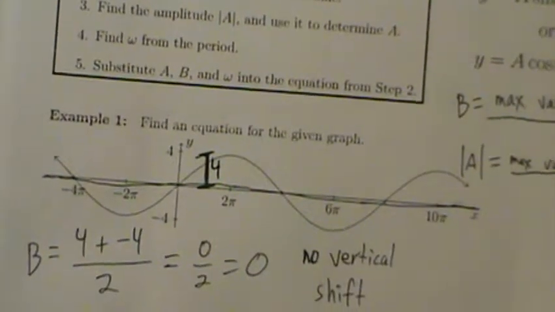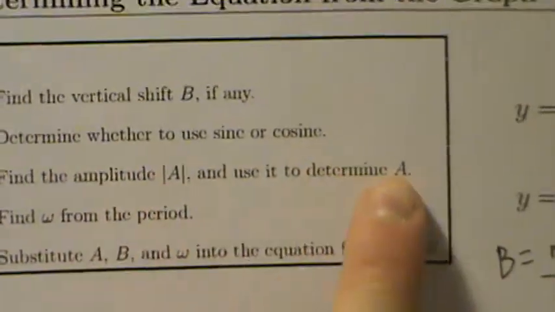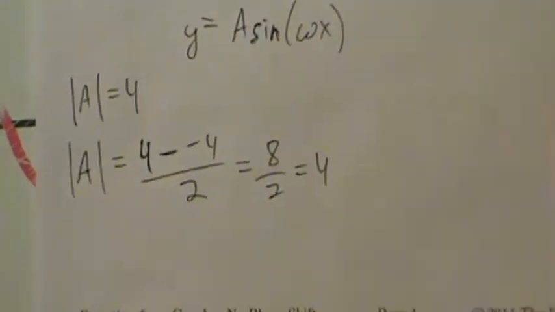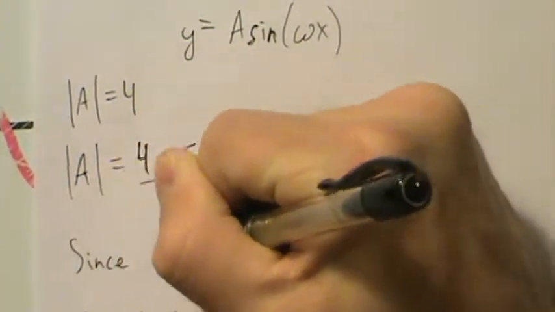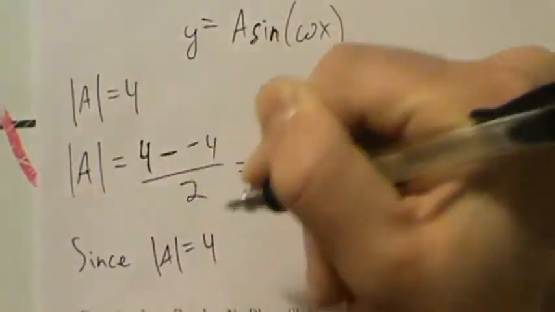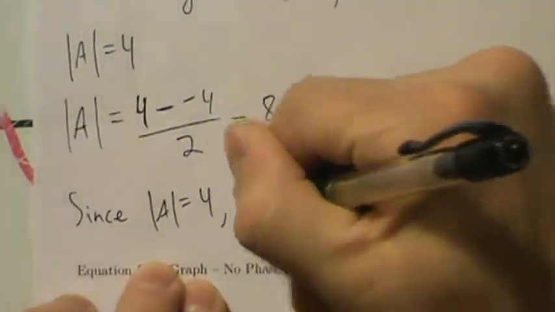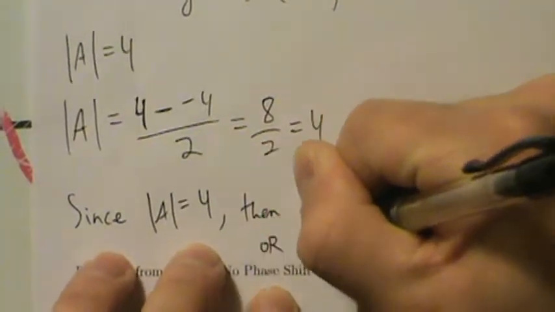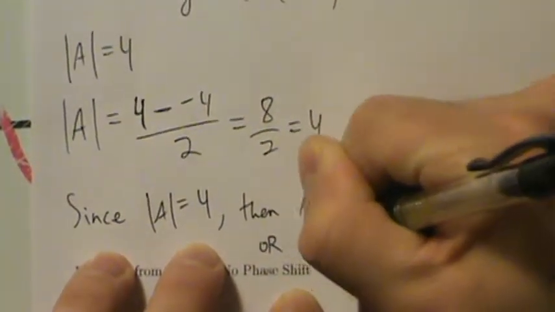So that's half of step 3. Find the amplitude, absolute value of a, and then use it to determine a. So how do we use that to determine a? Well, since the absolute value of a equals 4, then a equals 4 or a equals negative 4, right?